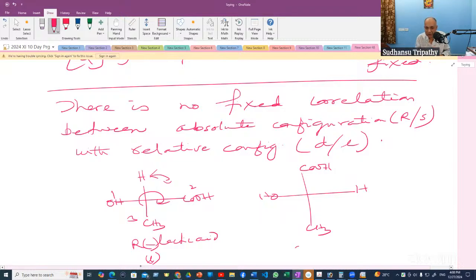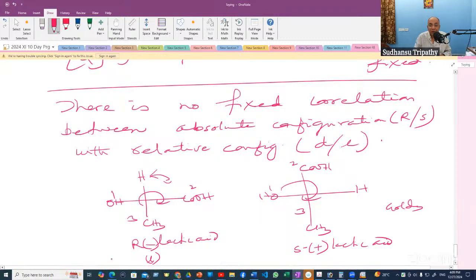So this is S. You can prove it. 1 to 2 to 3, it is clockwise, but golden rule, this is S. And that is definitely plus. Supposing it is minus 20 degree, this is plus 20 degree. Plus lactic acid.